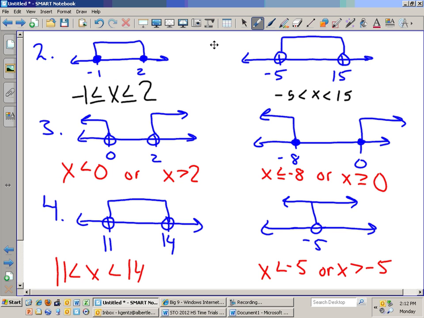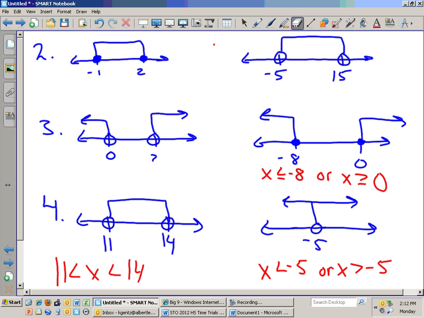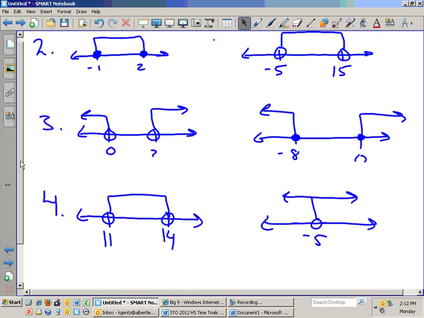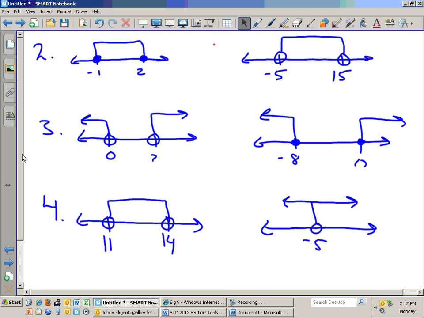Okay. What I'd like you to do is write down, I have just a few sample problems for you here. 2, 3, and 4. They each have 2 problems. You don't have to draw the whole thing out, but I'd like you to try to write the inequality for each one. That should be a 0. So take a couple minutes, quick try to write the inequality, and we'll check and see how you did.